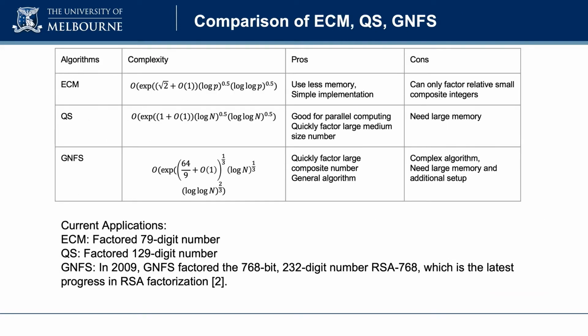In summary, we introduced ECM, QS, and GNFS. Based on complexity, we can say GNFS is faster than QS and ECM, while QS is faster than ECM. In current applications, ECM can factor at most 79-digit numbers, while QS can factor at most 189-digit numbers. The latest record for GNFS is the factorization of a 232-digit number.